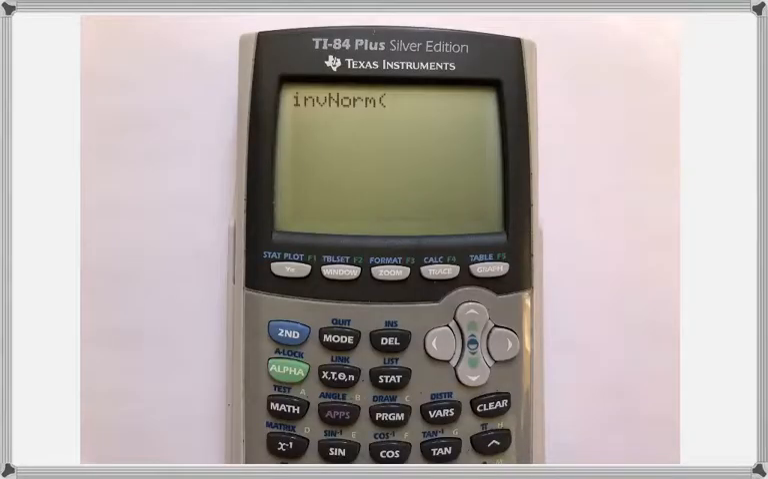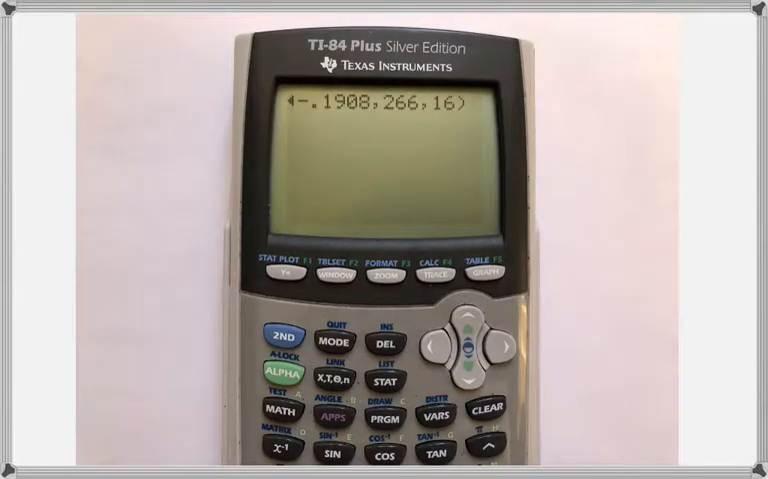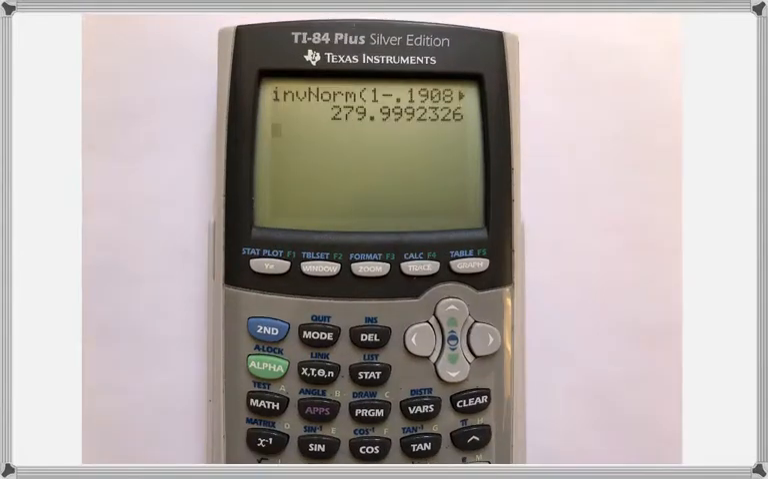So on my calculator, I'm going to select inverse norm and then type my information, and then we get 279.9992326. So I'm going to round this to 280.